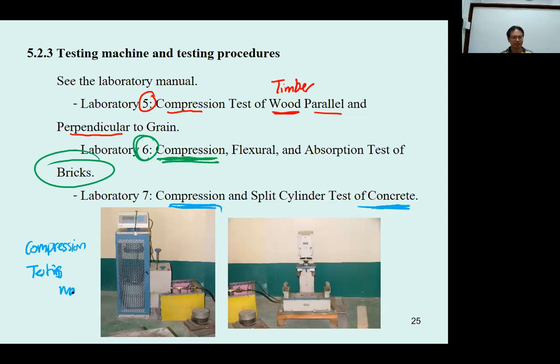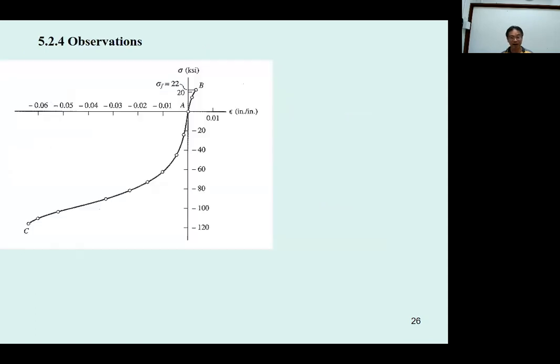testing machine. This machine is capable of testing wood, brick, and concrete up to 2,000 kilonewton. That is equivalent to 200 ton kilogram, okay? And this is a really large force.